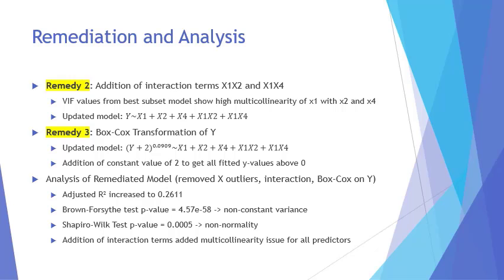To address the non-constant variance and non-normality issues, a Box-Cox transformation on y was performed using a lambda value of 0.0909. A constant of 2 was also added to the original y value to ensure that all fitted values were above 0 for Box-Cox to work. Based on the analysis of the remediated model, the adjusted R-squared was increased slightly, but the Brown-Forsyth and Shapiro tests still indicate unequal variances and non-normality. Adding the interaction terms also added a multicollinearity issue for all predictors based on their VIF values.